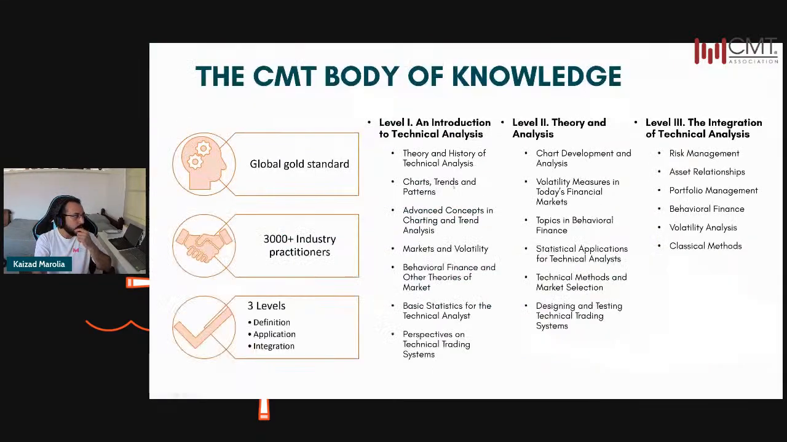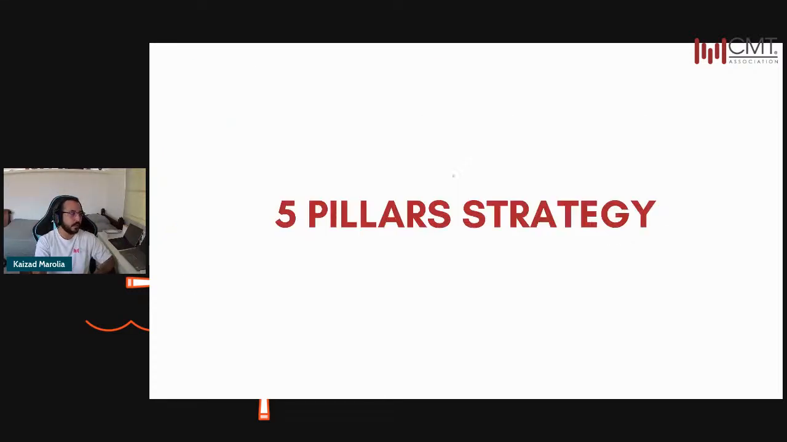This is the body of knowledge as a snapshot, the kind of concepts, topics, theories that are covered across the three levels. Important for you to have an idea about, and details about this can be found on our website if you want to dive further as well.